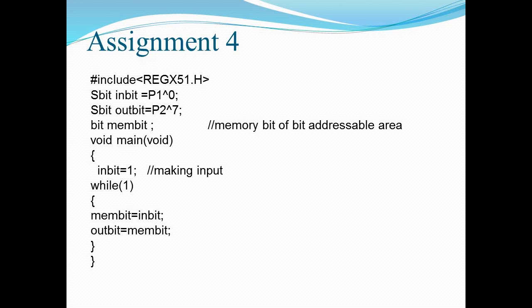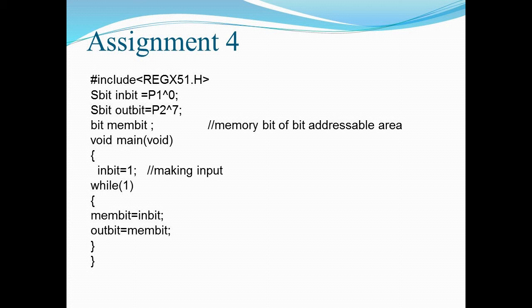After void main, what we have to do is inbit is equal to 1. What is inbit? Inbit is port number 1 line number 0. And why are we making it 1? Because by default, as you know, in the 8051 all the ports are output ports, and if you want to convert that output port into an input port, or a single line into an input line, we have to send 1 to that line. So when I say inbit is equal to 1, I am making port 1 line number 0 an input line, because we want to read the switch at that particular line.